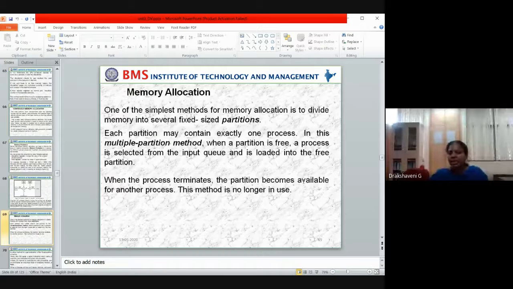In the same way, here we have fixed-sized partitions. Each partition may contain exactly one process. In this multiple-partition method, when a partition is free, a process is selected from the input queue and loaded into the free partition. When the process terminates, the partition becomes available for another process. This method is no longer in use.